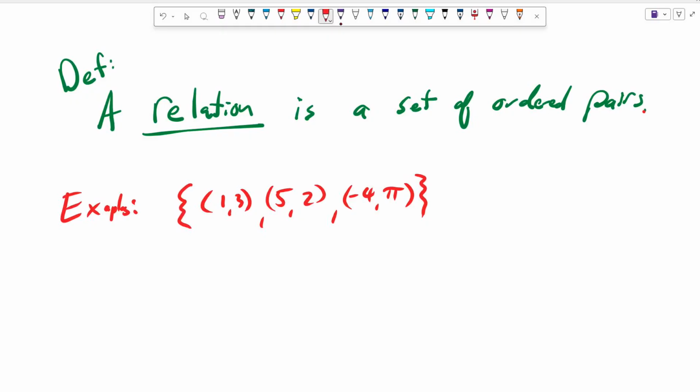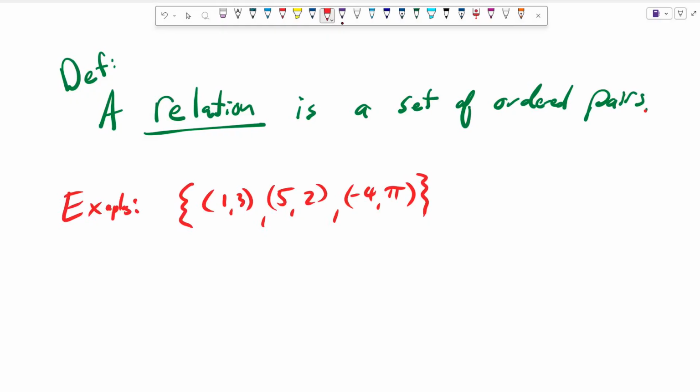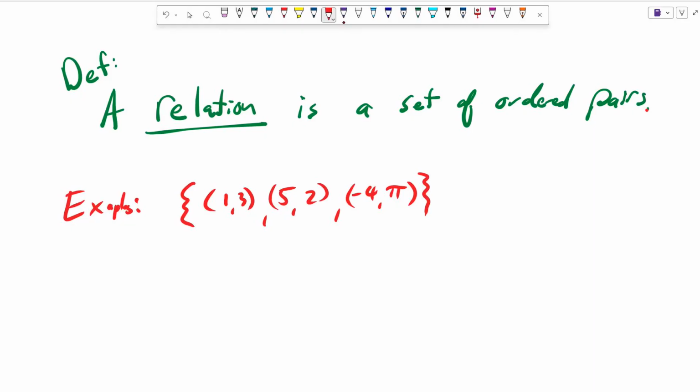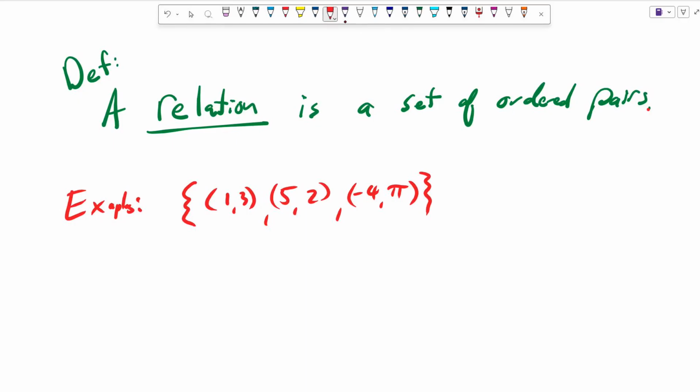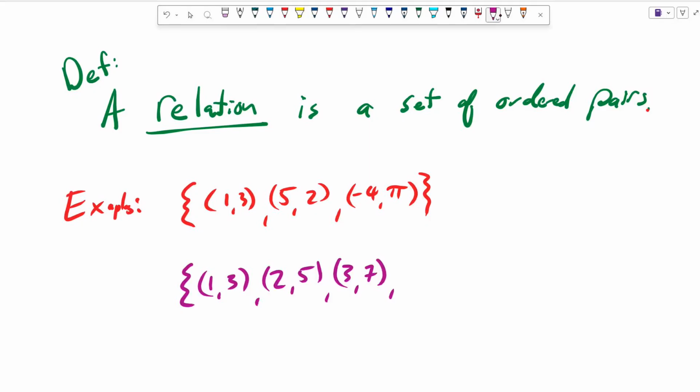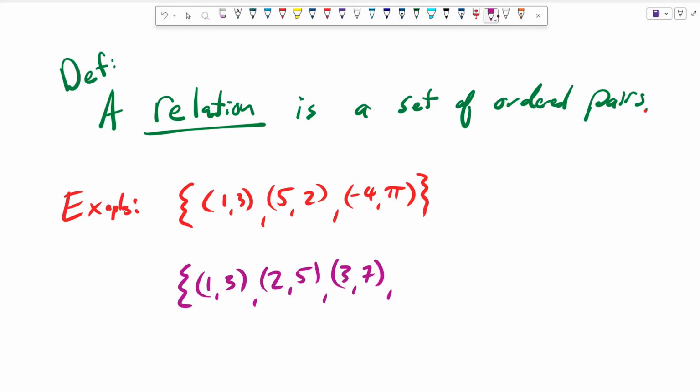A new definition. The definition of a relation is simply a set of ordered pairs. It's called a relation. Is this a relation? Yes. Yes, what? This is an example. Curly brackets mean it's a set, and inside, separated by commas, are ordered pairs. This is a set of ordered pairs.